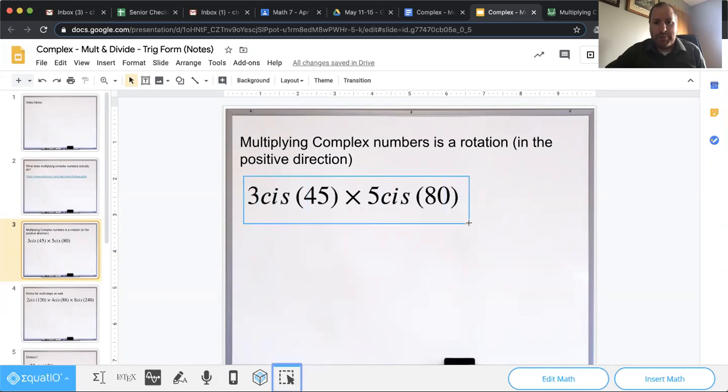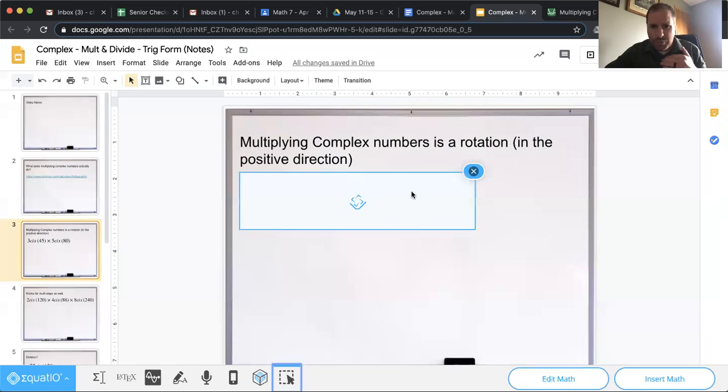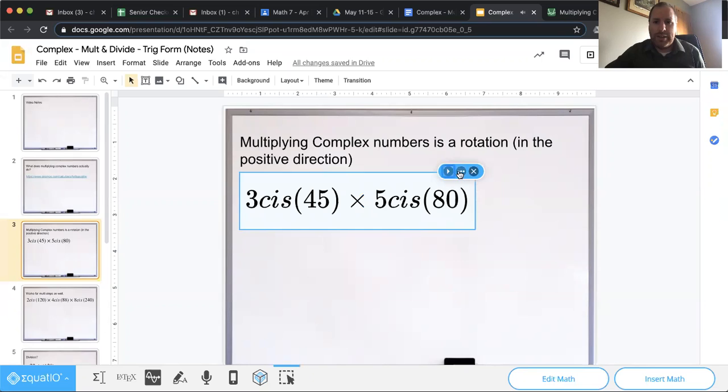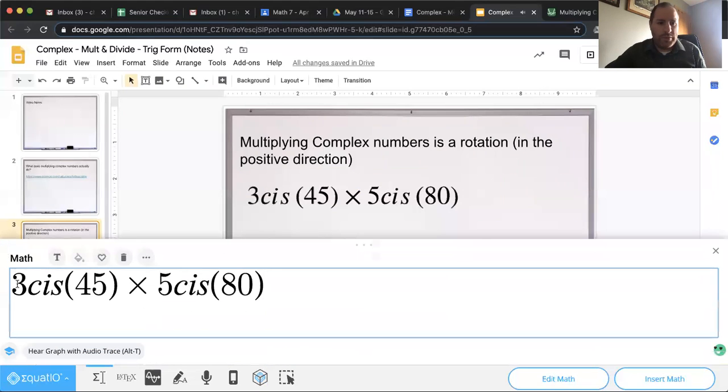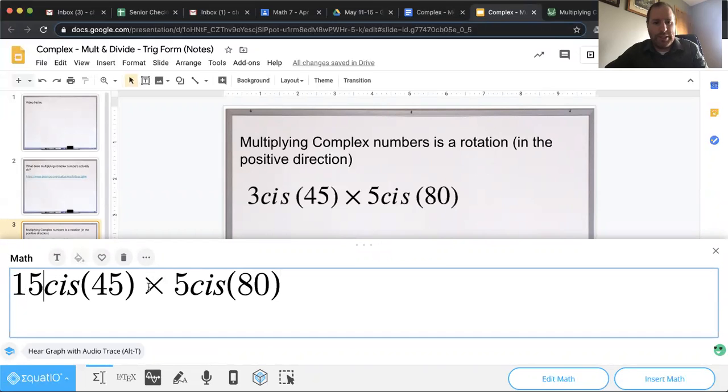And so I'm just going to grab this whole thing here. We're taking these two things, and what we do is we take the 3 and the 5 and we multiply them together. That makes 15, right? That's the 3 and the 5. And then the two angles don't get multiplied together. It's actually just a rotation. So these two just get added together.